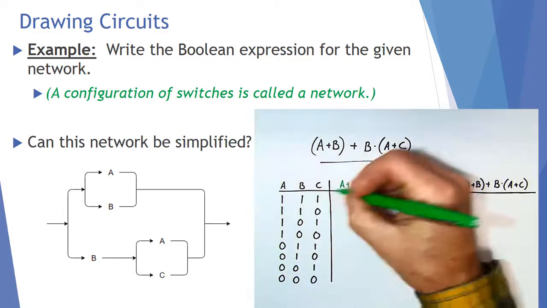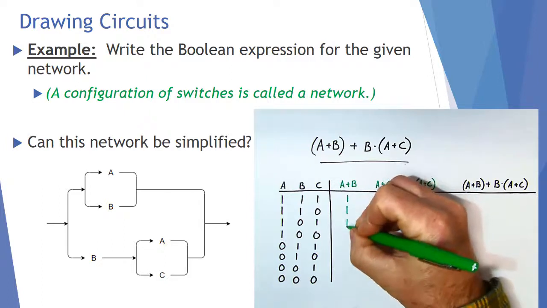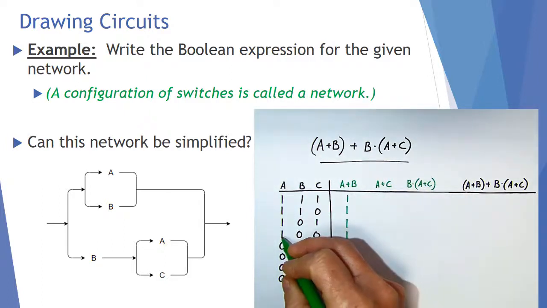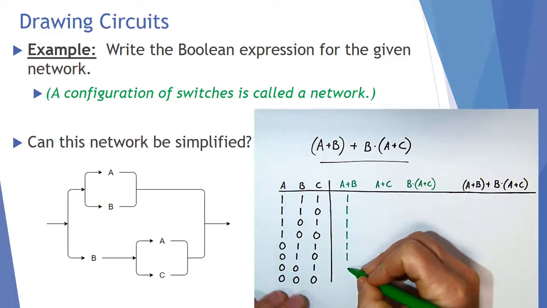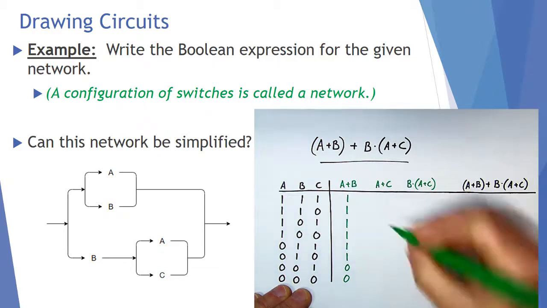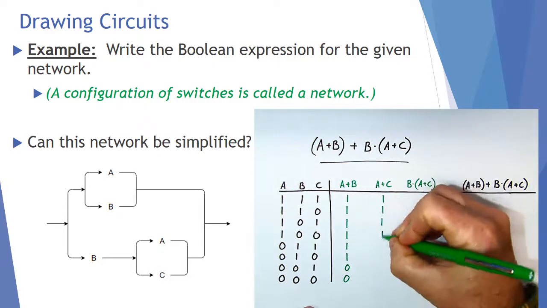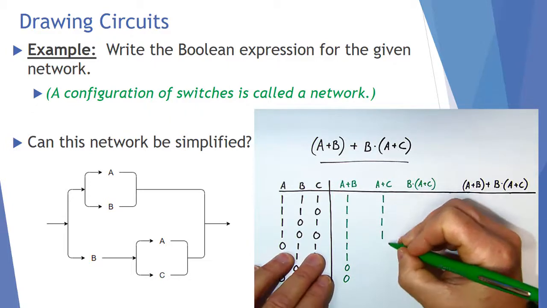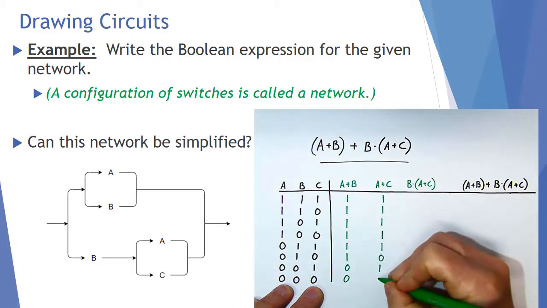Here we go. A or B. Do we have A or B? Row 1, yes. Row 2, row 3, and row 4, all those have an A. Row 5 has a B, row 6 has a B, row 7 has no A or B, and row 8 has no A or B. A or C? Yes, yes, yes, yes. Row 5 we have C, row 6 we have neither, row 7 we have C, and row 8 we have neither.